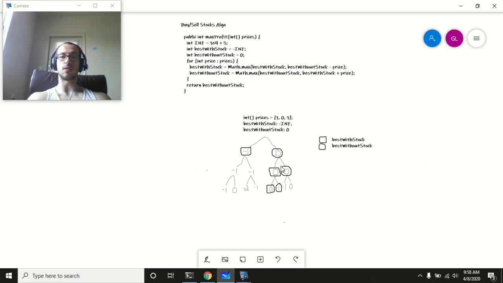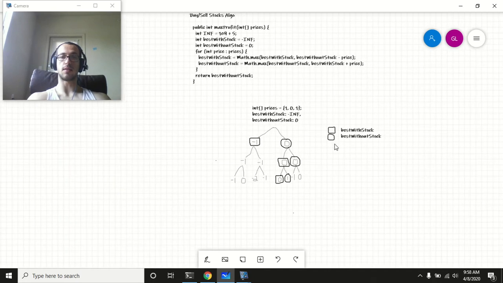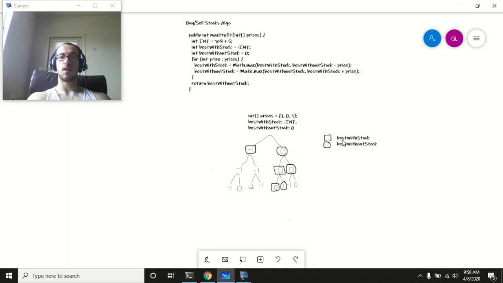So now, from these 4 values, we need to figure out what is our best with stock and what is our best without stock. So best with stock: the previous best with stock, so -1, or best without stock minus the price, which means we're without the stock previously and we buy it in this round. So that would be 0. So we're comparing 0 to -1, we choose 0.